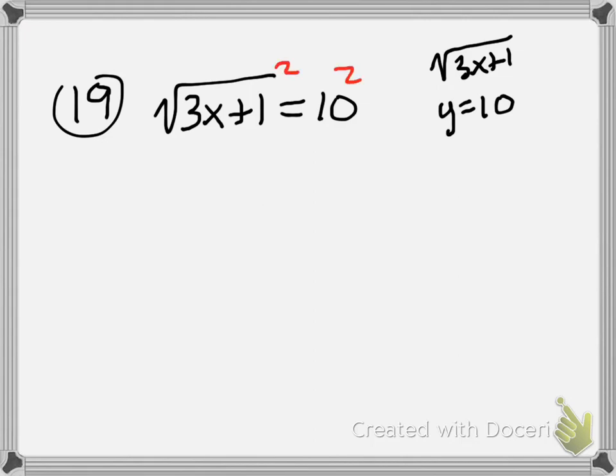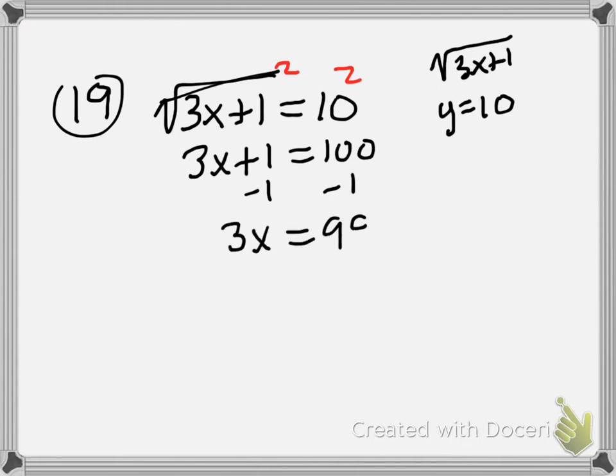Okay, so square and square root cancel, so I get 3x plus 1 equals 100. Minus 1 to both sides. I get 3x equals 99. If I divide by 3, I end up getting x is equal to 33. So either way, I would get an x value of 33.